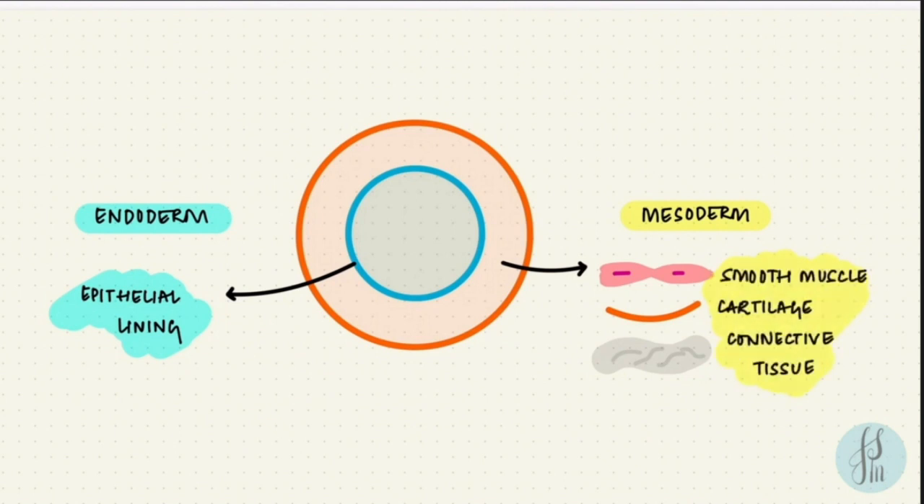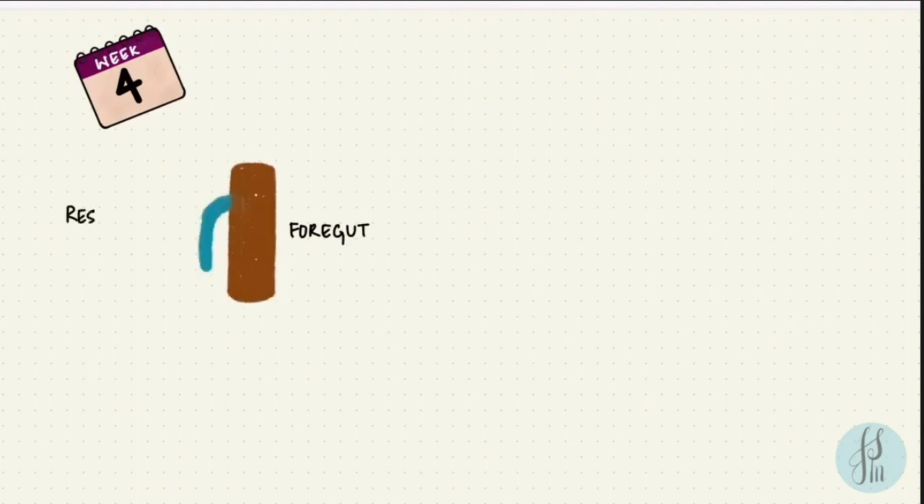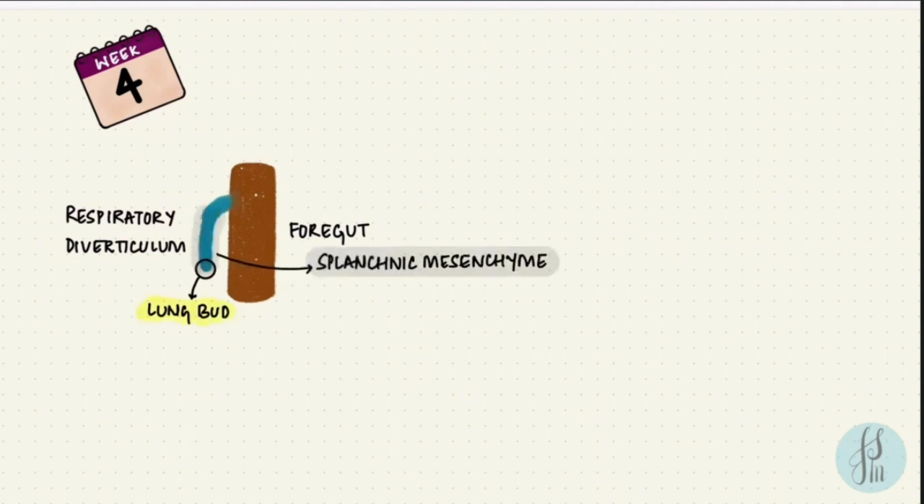But how do they form? We start at week 4. So this is the primitive gut tube or foregut. The upper portion, the cranial portion, is where you can find an outgrowth. This is the diverticulum, the respiratory diverticulum. The lower or caudal portion of this diverticulum is going to form the lung bud. The diverticulum is surrounded by the splanchnic mesenchyme to form all the mesodermal derivatives discussed earlier.